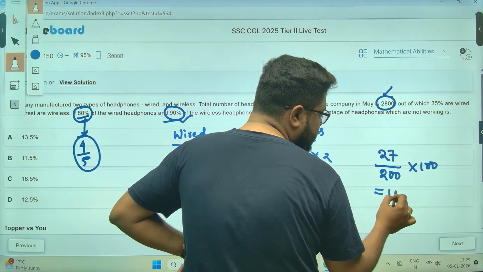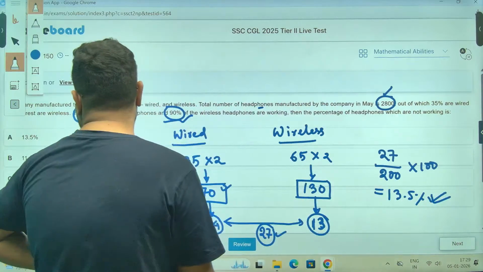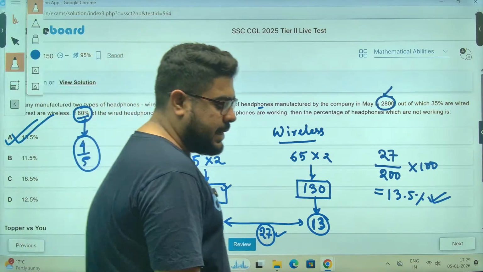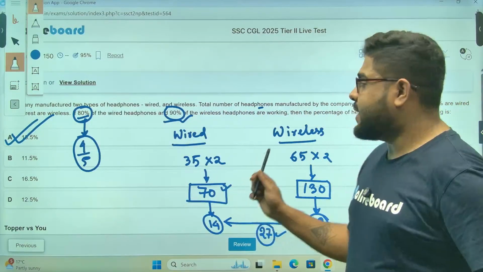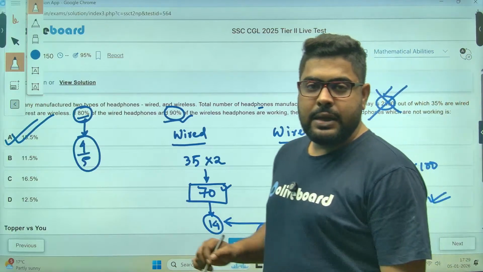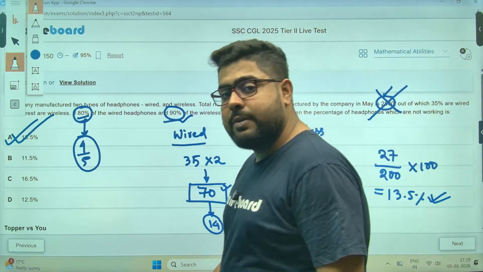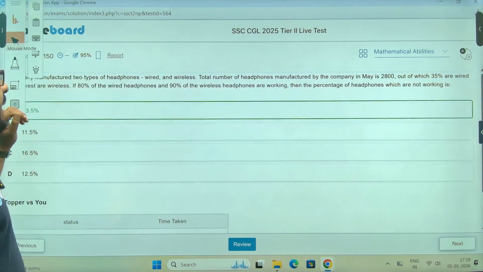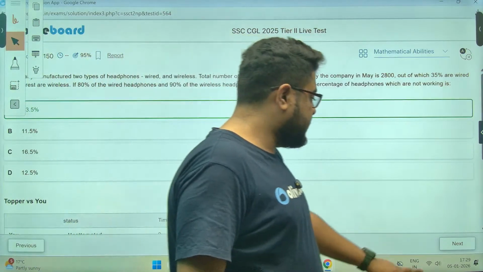So percentage will be 13.5%. This is my answer, 13.5%, which you can see is there in option number 1 itself. This was my dummy data, no requirement. If you had taken 2800, the calculation would have been much bigger. Clear, sir? Absolutely clear, sir.